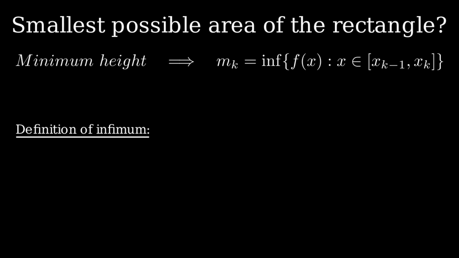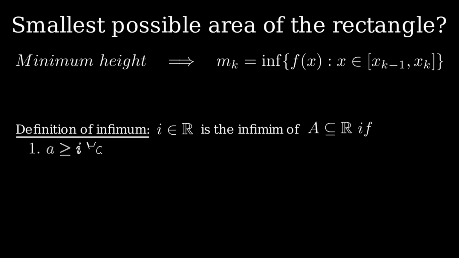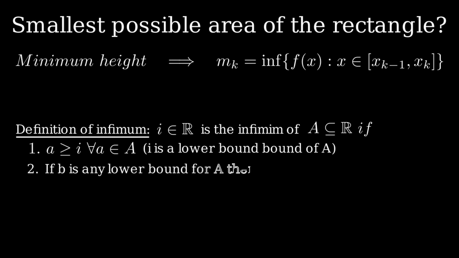I is the infimum of a set A if, firstly, all elements of the set A are greater than or equal to I, that is, I is a lower bound, and if B is also a lower bound, then I is greater than or equal to B. In this case, with the infimum, we are making sure that we get a value which is less than or equal to all the elements of the set, but that it is also as close to the set as possible.